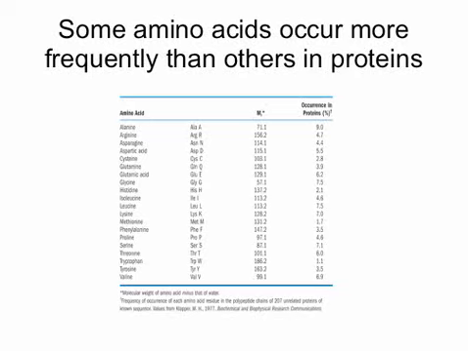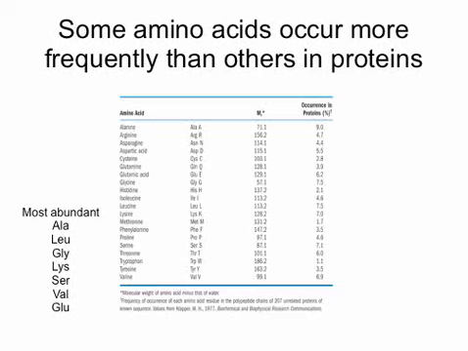Now, there are 20 amino acids, so if they're evenly distributed throughout proteins, we'd expect each to have a percent occurrence of around 5%. Right? And at first glance, you could say, well, they all look about 5%, more or less. They're close. But if we look a little bit closer, we see that some seem to be a little bit more abundant than the others.